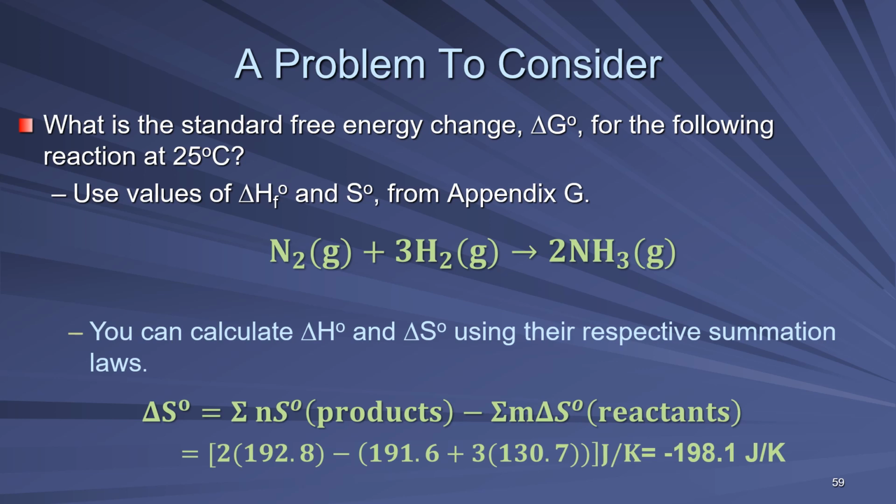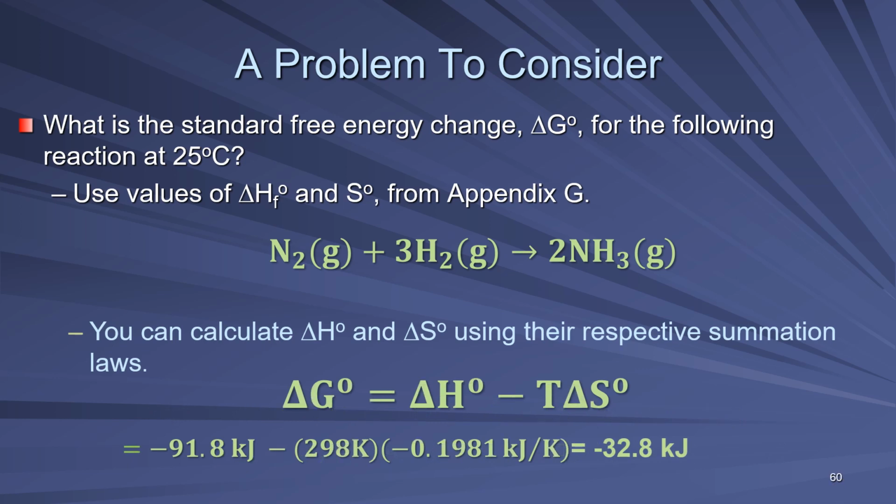Then we can find the delta S for this, and we can look up the numbers again in the Appendix G. Remember that none of these are 0, so we take the products. NH3 is 192.8, so 2 times 192.8, and the delta S for N2 gas is 191.6, and for H2 is 130.7. So if you subtract that, you get negative 198.1 joules per Kelvin. So remember that that's joules per Kelvin, which we'll see in a minute why that's important.